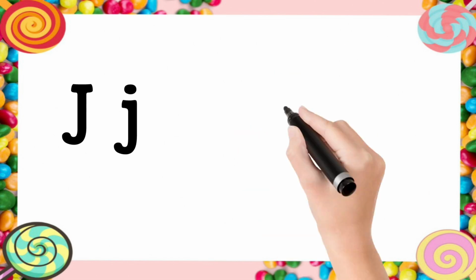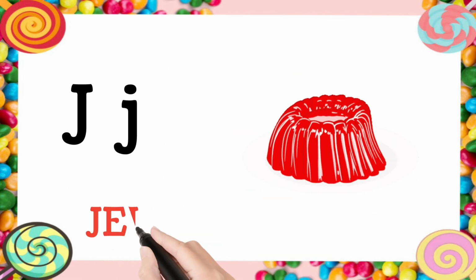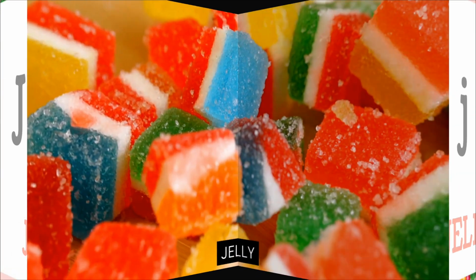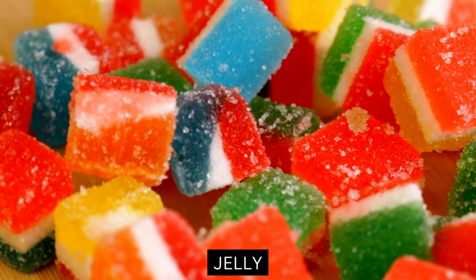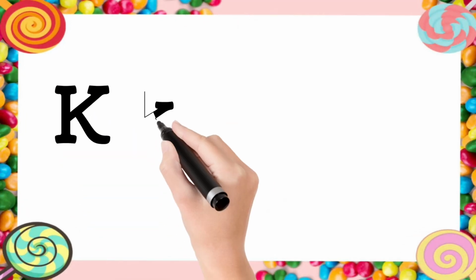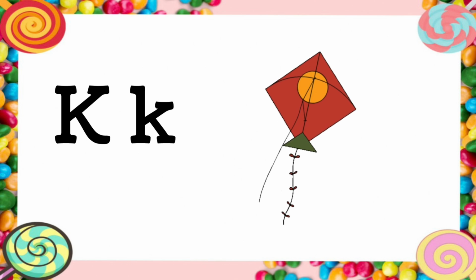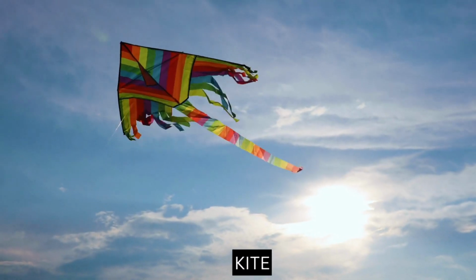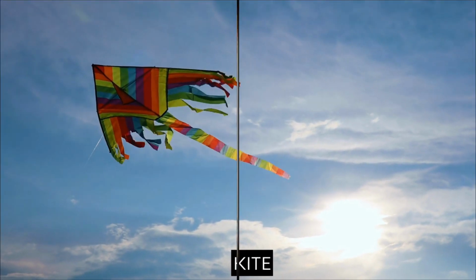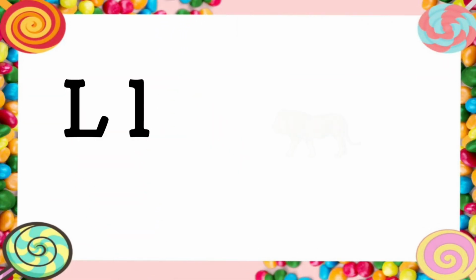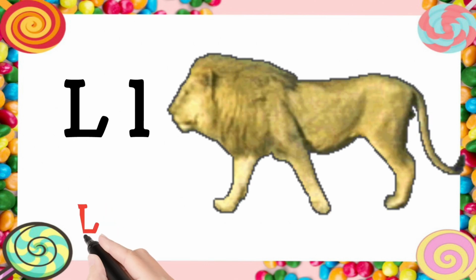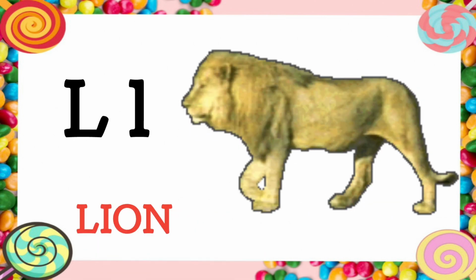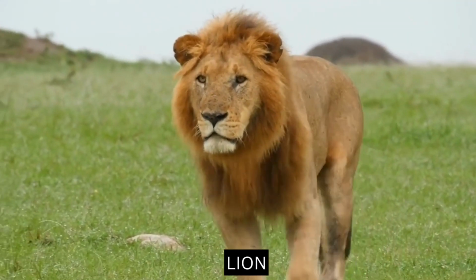J. J is for jelly. Jelly. K. K is for kite. Kite. L. L is for lion. Lion.